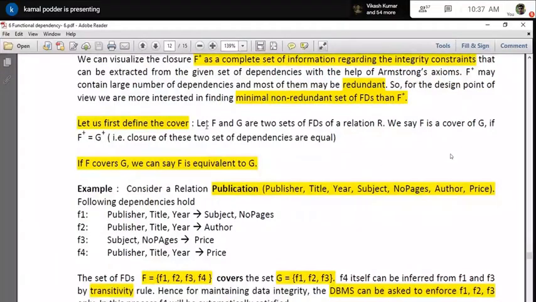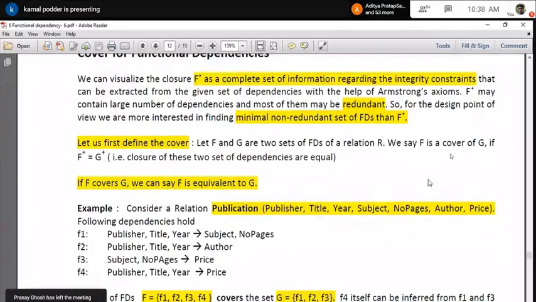Let's try to define that. If F and G are two sets of FDs in a relation, F one set and G another set, we say that F is a cover of G if F plus and G plus are the same. Suppose F contains maybe 100 functional dependencies, and you find another set G which contains very few, maybe 5. If the closure of both sets is the same, then you can say G is a cover of F. That means G covers F.